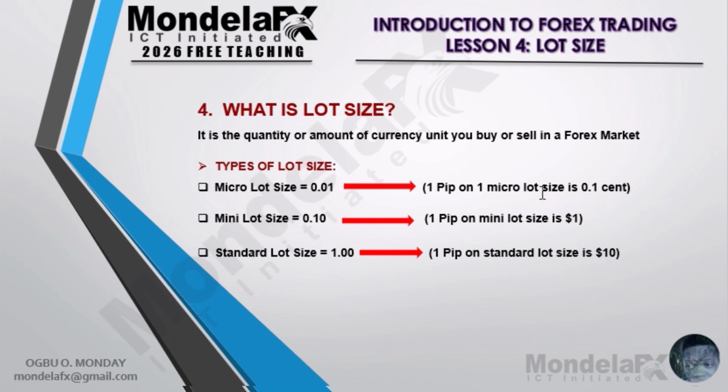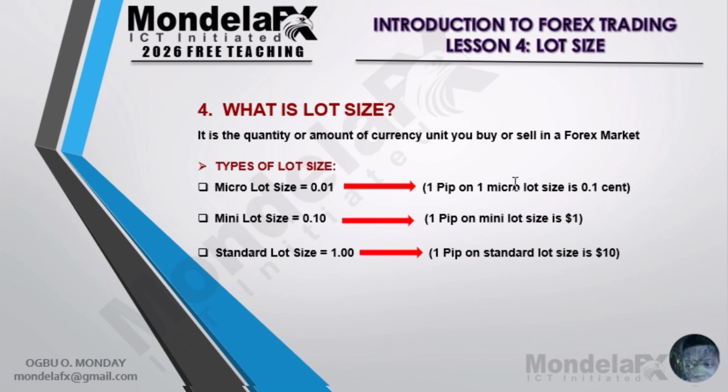Take for instance, in a layman's understanding, when you go to the market as somebody who buys and sells rice, you want to buy rice. The amount you are buying the rice with, the quantity, in the forex market we call it lot size. If you go to the market and say you want to buy 2 cups of rice, 2 pints of rice, that pint or that cup, the quantity, in the forex market we'll call it lot size.